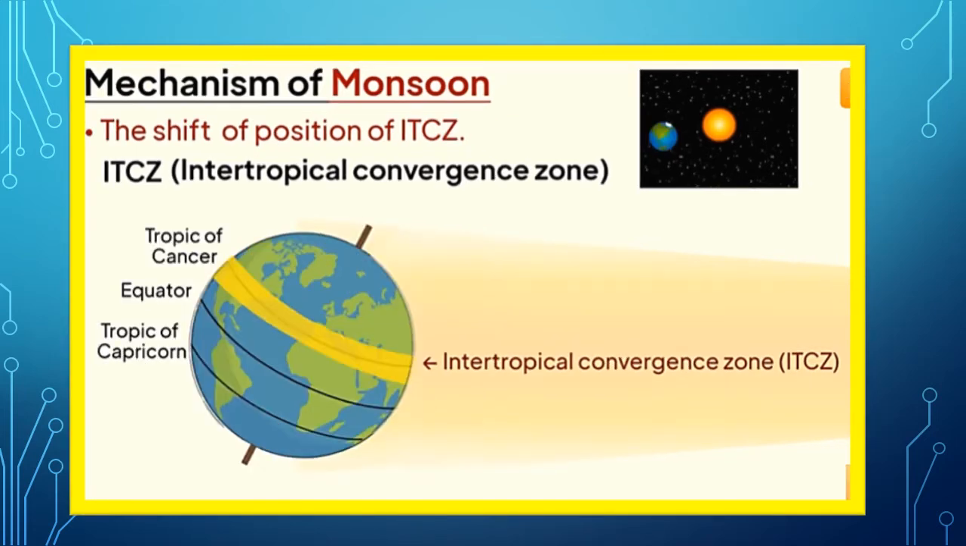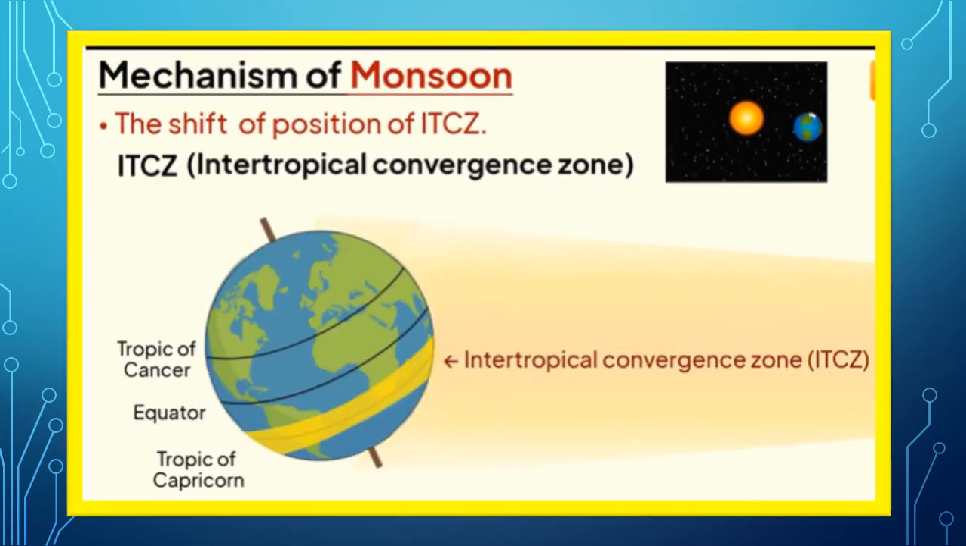So you see children, when the sun shines on the Tropic of Cancer, this zone, the ITC zone, also shifts to the Tropic of Cancer, and the same happens when the sun shines at the Tropic of Capricorn. Then the ITC zone will shift to the Tropic of Capricorn. So you see now children, the sun rays have shifted to the Tropic of Capricorn, and the ITC zone also has shifted to the Tropic of Capricorn.